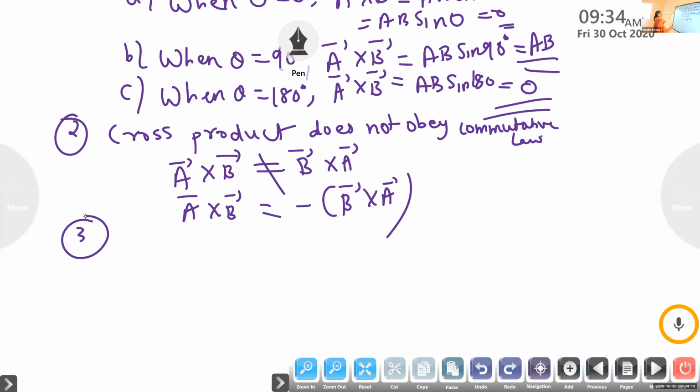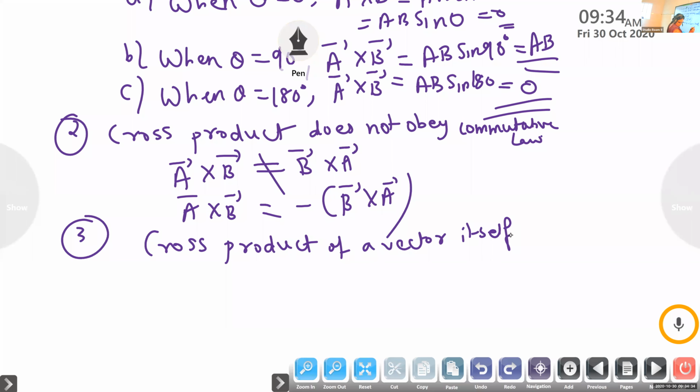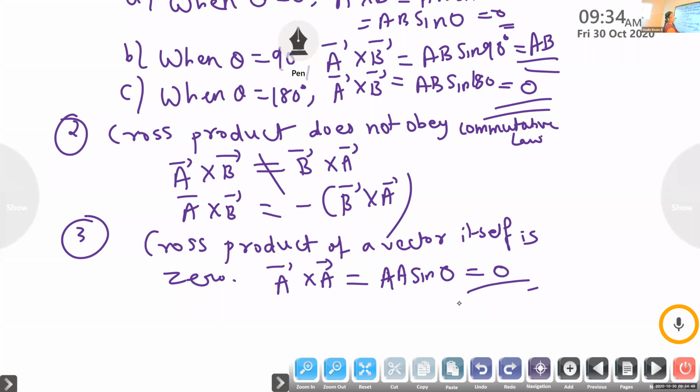Next, for the same vector, if you take the cross product, you will get 0. In dot product, it was A squared, but in this case, it is 0. So the cross product of a vector with itself is 0. That is A cross A, which is equal to 0, because theta is 0, sine theta is 0. That's why A sine is 0.